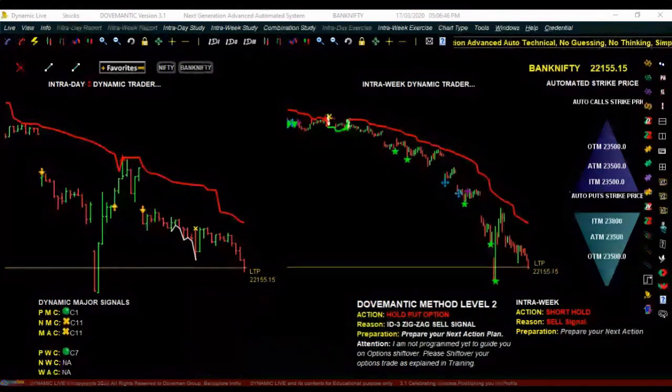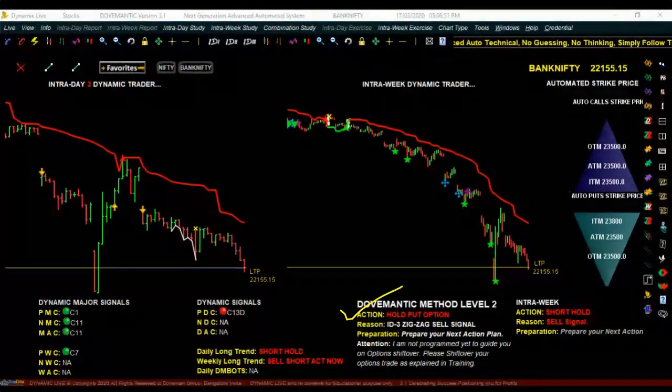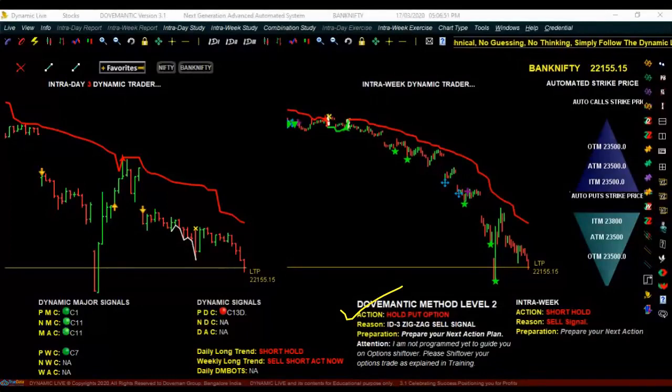And later, when it says in the action, exit put option, then I will exit my put option at whatever price it is available. So this is all the information that comes in action.